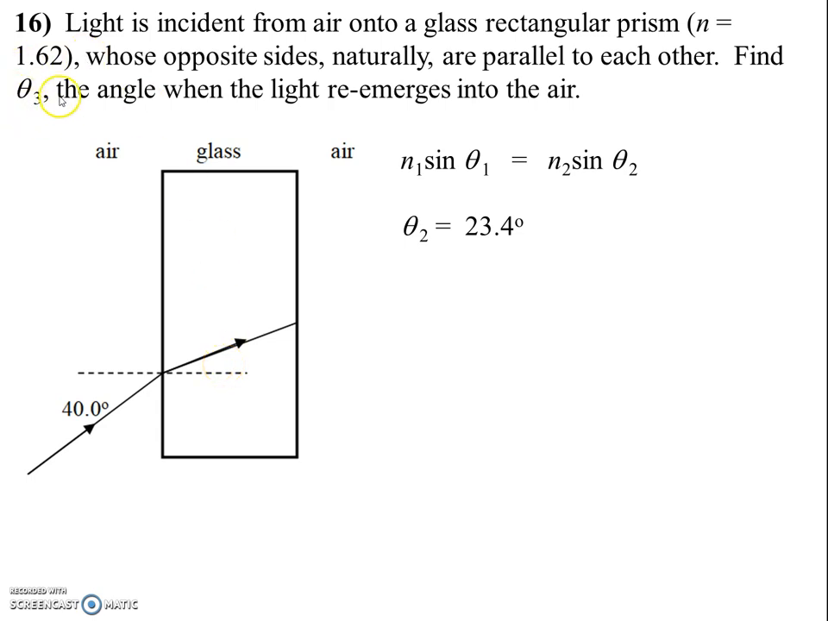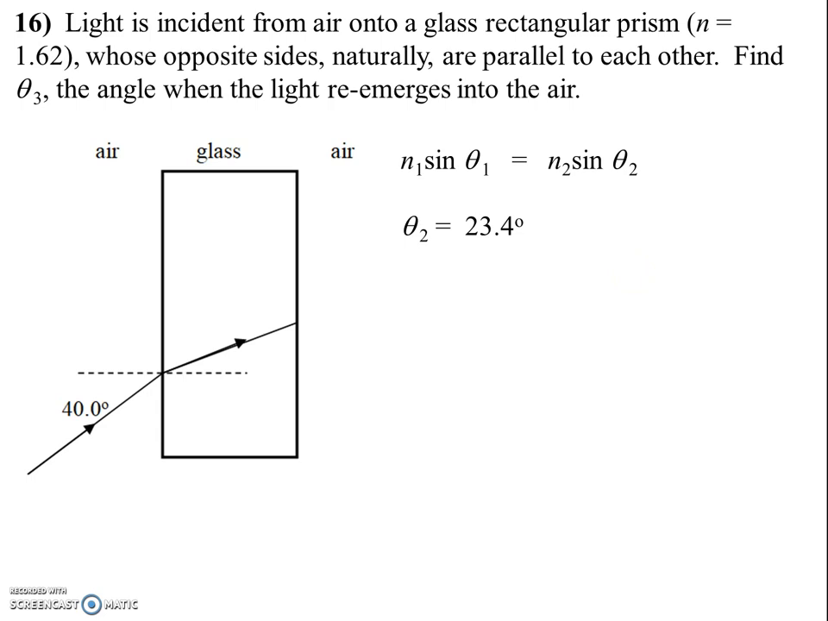The problem asks us to find theta 3, the angle when it comes back out into the air, because the light keeps going, right? It reaches another boundary, it's going to go again. So if you haven't done it yet, go ahead and draw a normal there, and then make a prediction as to what the light should do as it then reemerges from the glass into the air. In other words, complete the picture like we've been doing.